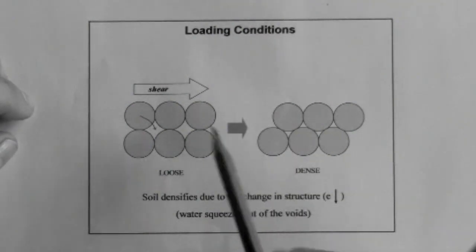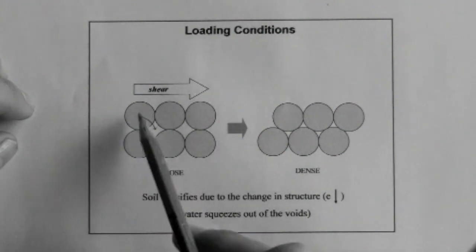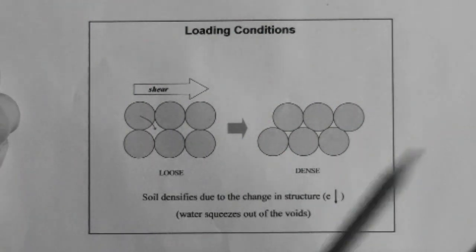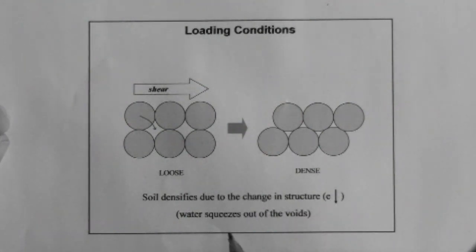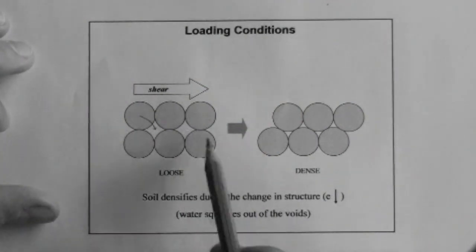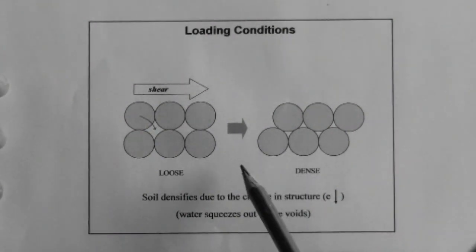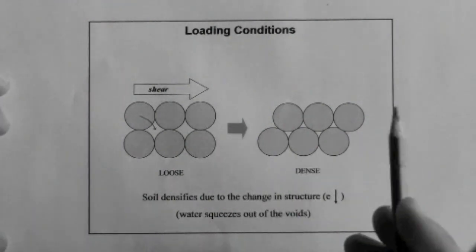So let's say that we have an assembly of grains, okay? This is just 6 grains out of millions that compose a soil mass, okay? And let's say that they are rounded so that we can simplify the visualization, okay? Now, what happens? Let's say that a load is placed somewhere on top.